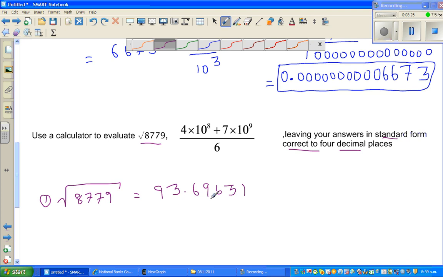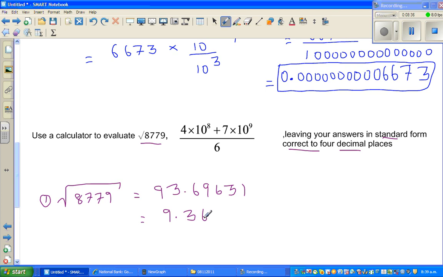Okay, in the standard form, you have to have the first number as a number between 1 and 10. So this is nothing but 9.369, or if you want to round it into 4 decimal places, so you need 1, 2, 3, 4. Okay, so 9, 6. Now you have to think in a logical way. You can ignore these two, because we want only up to 4 decimal places. Now this number has become how many times smaller?